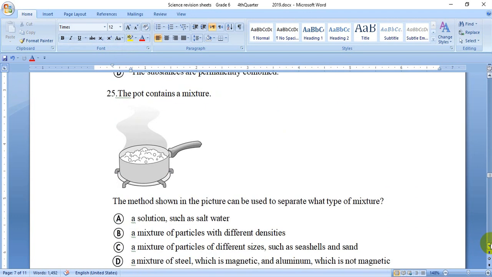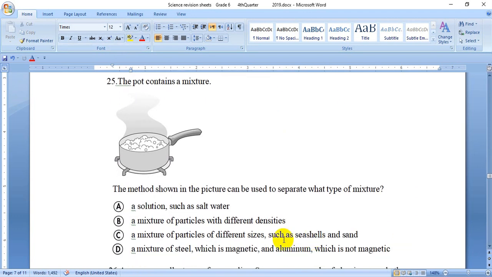Question 25. The pot contains a mixture. The method shown in the picture can be used to separate what type of mixture? Which kind of mixture can we separate by boiling? A solution such as salt water, a mixture of particles with different densities, a mixture of particles of different sizes such as seashells and sand, a mixture of steel, which is magnetic, and aluminum, which is non-magnetic. Of course, boiling will separate a mixture of salt and water, because when we boil, the water evaporates, leaving the salt behind. So the answer will be letter A.